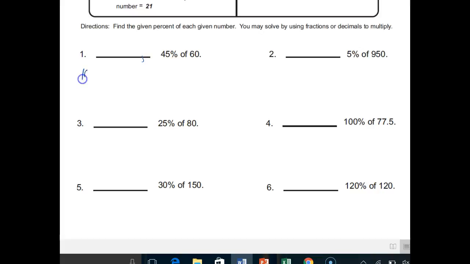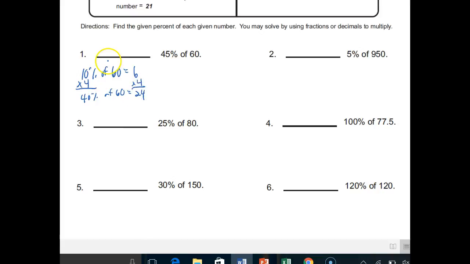You could first say, okay, what's 10% of 60? And that's easy, that's just 6, right? So how do I get to 45%? Well, actually I have to do two things. First I have to multiply it by 4. That will get me to 40%. So 40% of 60 is then equal to 24.